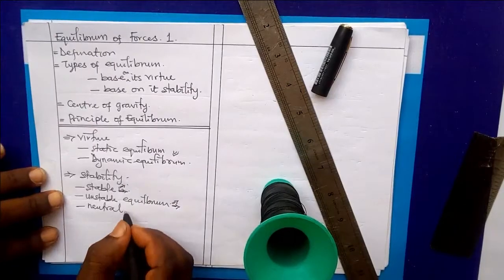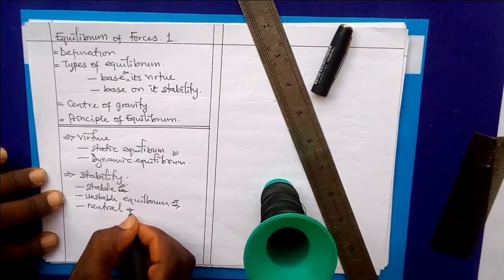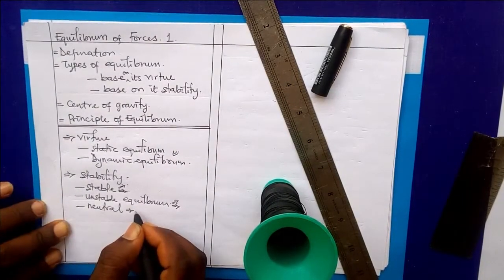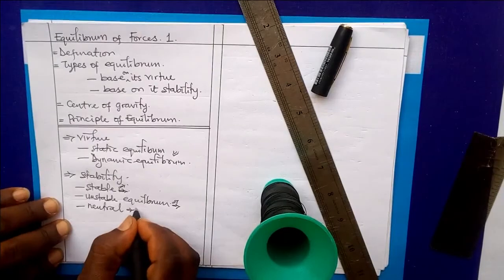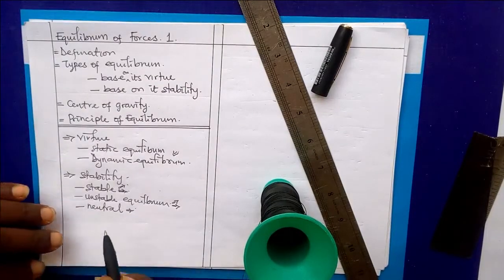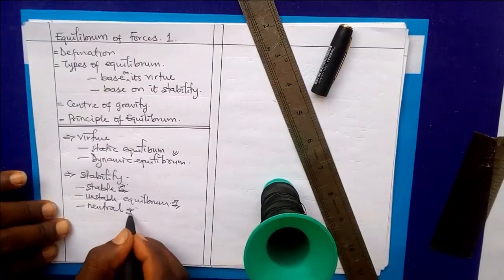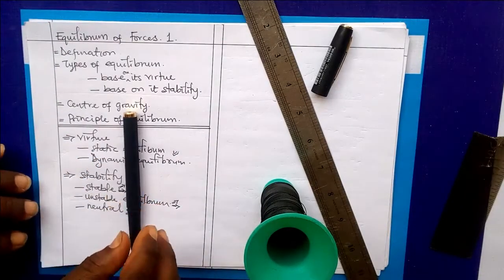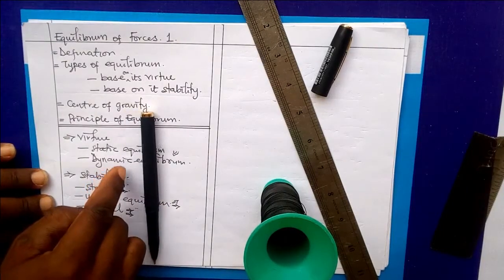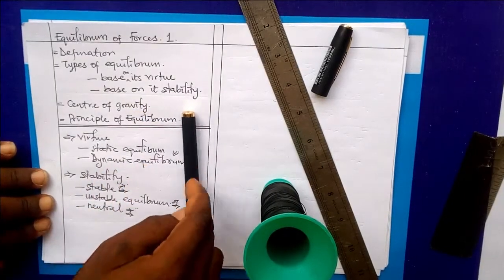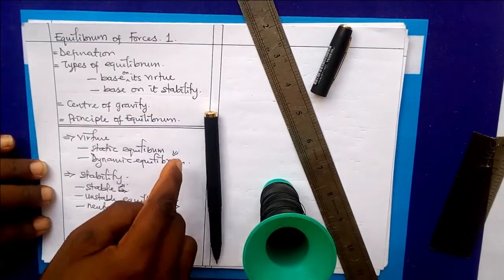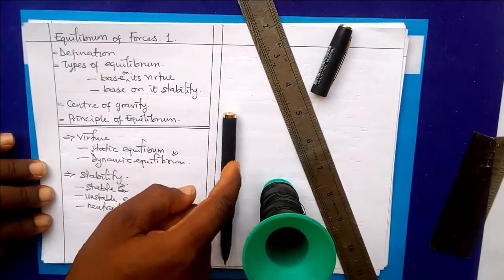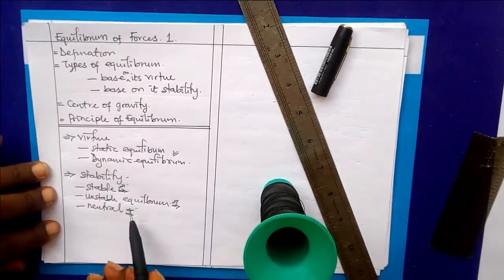For neutral equilibrium, condition number one for a body to be in this equilibrium is that the center of gravity must be at the middle. Then two, it must have a circular surface. So when it has a circular or spherical surface, just a little displacement, it will start changing. It will continuously change position. Did you see it? Just a little displacement and it is continuously changing position. So we say it's neutral equilibrium.